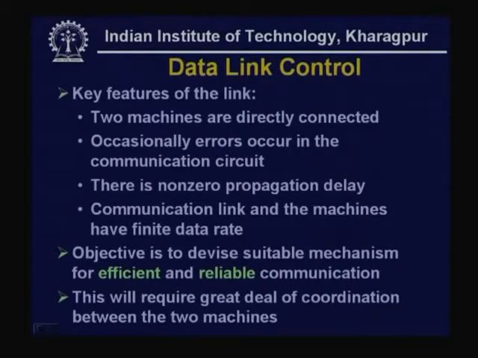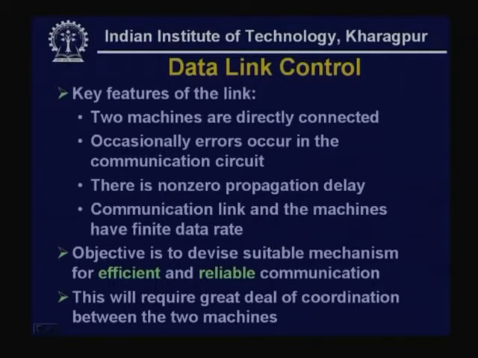Before we discuss the definition of data link control, let us look at the key features of the link that is being used for communication between two machines. First feature is, we shall assume that two machines are directly connected. That means they are not connected through some intermediate node or other machine.